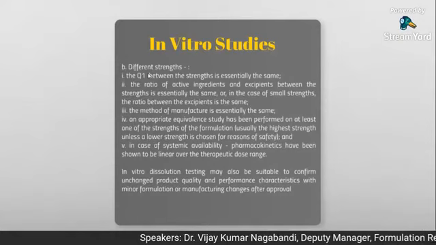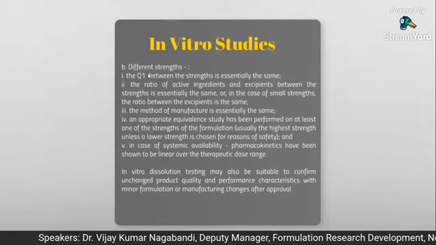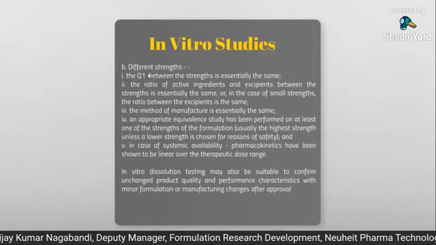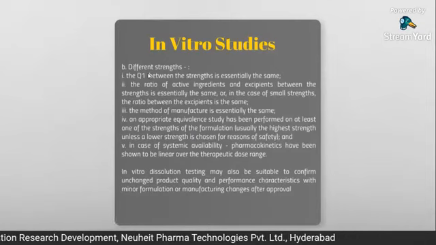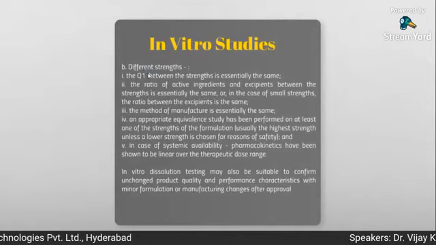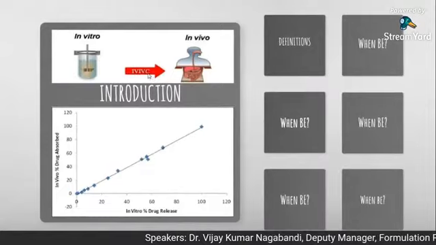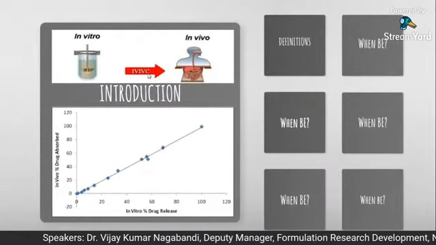So this is another criterion. Whenever we have different strengths, but they are all dose proportional or pseudo dose proportional, in that case we can get the exemption of bioequivalence for the remaining strengths. Only for the higher strength do we need to do the bioequivalence; for the remaining strengths we will get the exemption. These are the conditions where the bioequivalence testing is required.